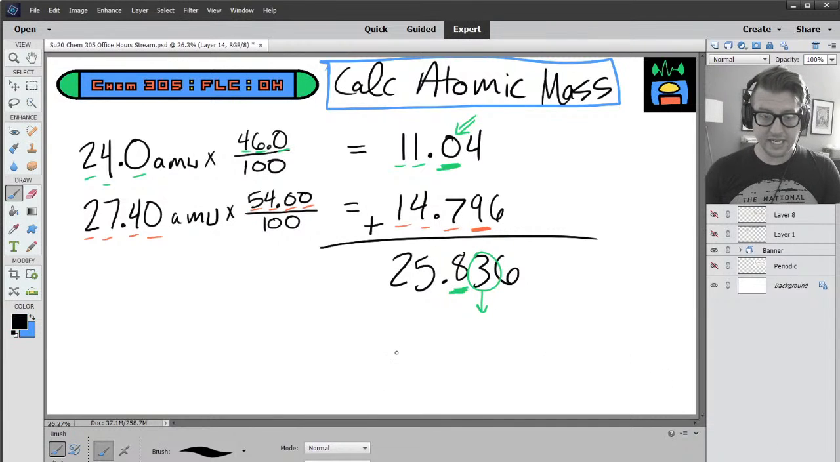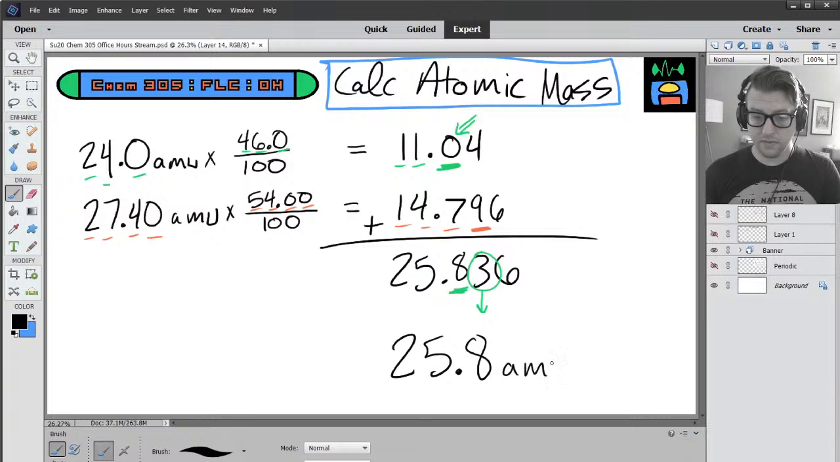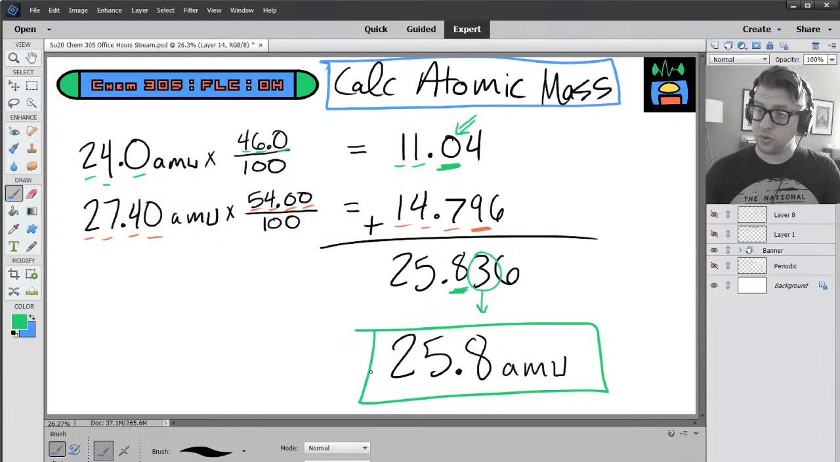So our final answer, given these numbers, is 25.8 and then AMU. Because every correct answer must have the correct value, correct number of sig figs, and the correct units.